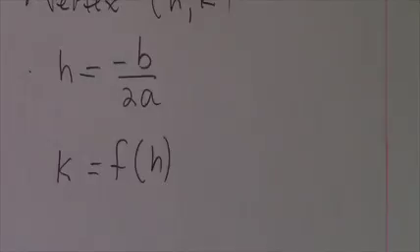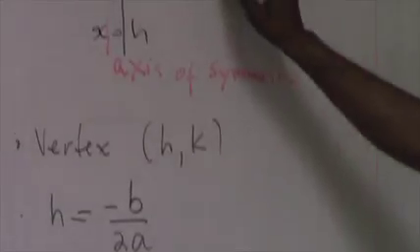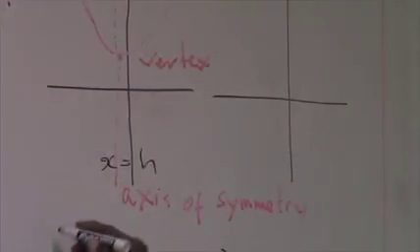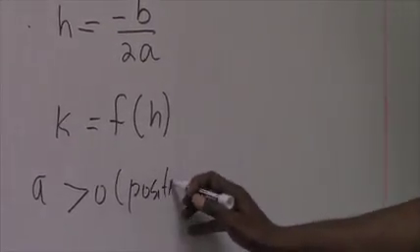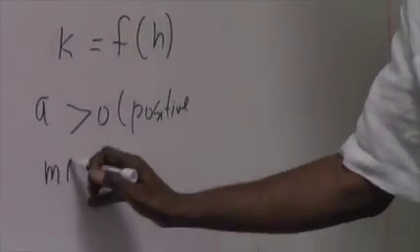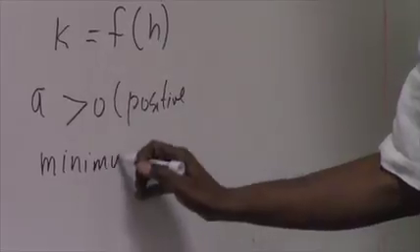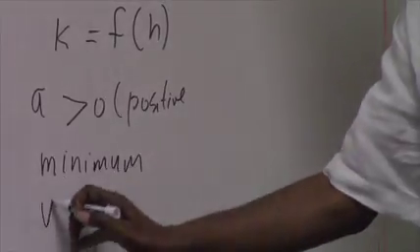Okay? Now, like I said, this quadratic function could have been turned that way. In this case, the value of a is greater than 0, which means a is positive. Because this point is the lowest point on this graph, when a is positive, the graph has a minimum. The minimum is located at the vertex.